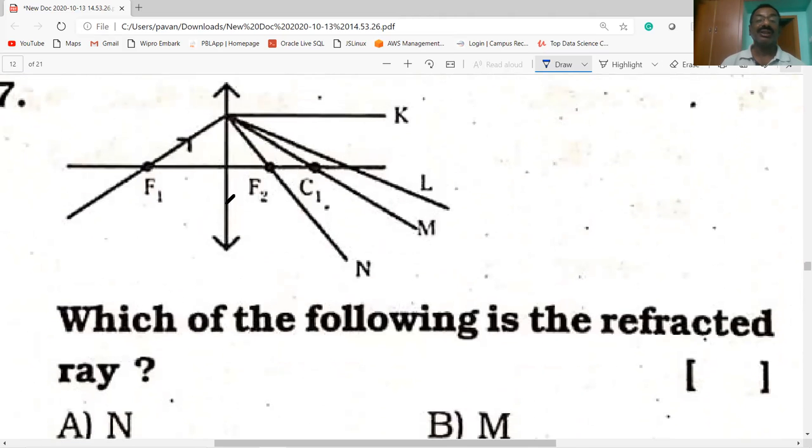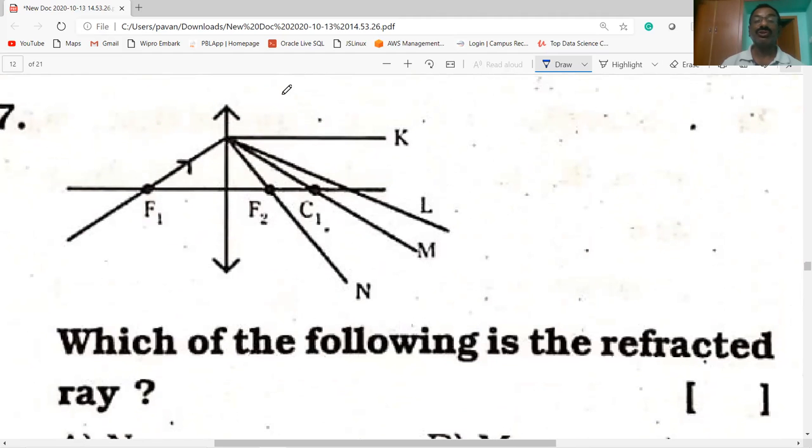So here it is. Tell me what type of lens it is, let's see. So it is the concave lens. Convex lens.